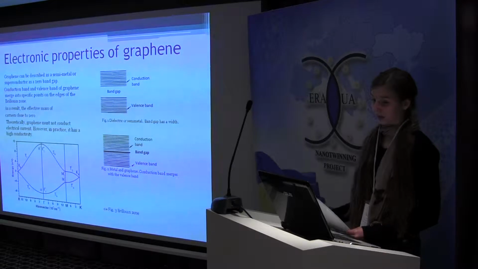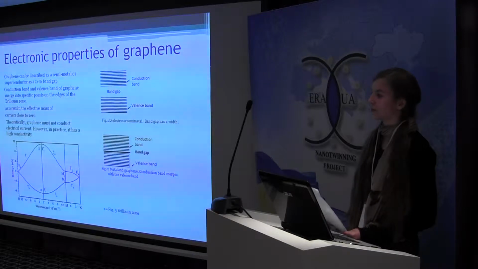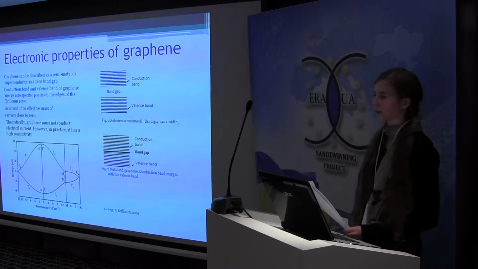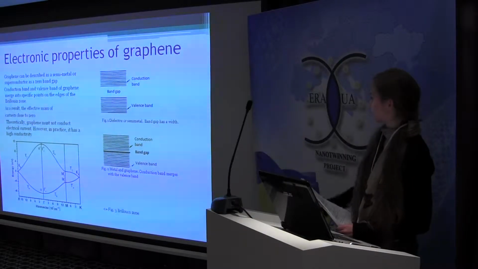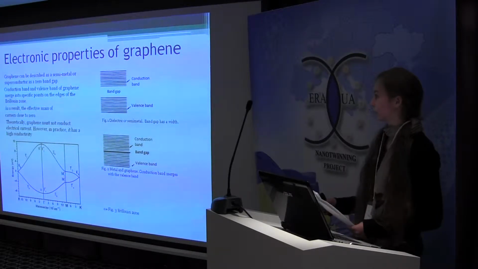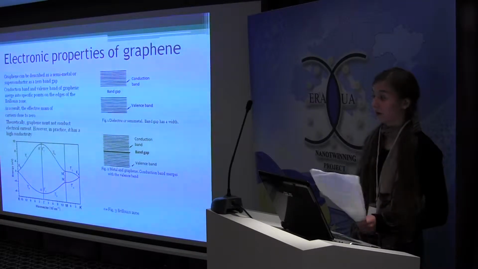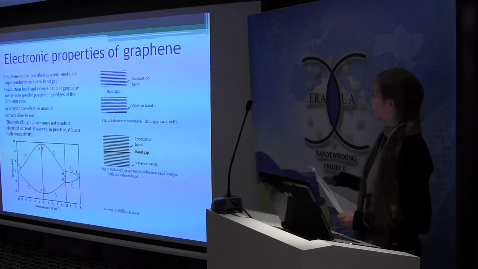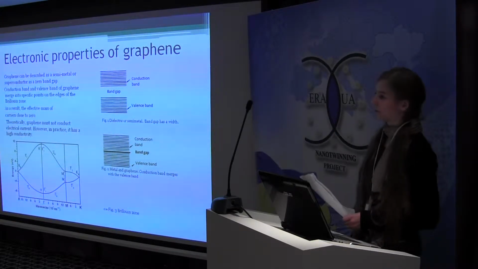Electronic properties of graphene. Graphene can be described as a semi-metal or zero-band-gap semiconductor. The conduction band and valence band of graphene merge at specific points on the edges of the Brillouin zone. You can see the Brillouin zone in the lower left picture. As a result, the effective mass of carriers is close to zero. Theoretically, graphene should not conduct electrical current. However, in practice, it has a high conductivity. On the right, you can see an image of the conduction band and valence band of a semi-metal or graphene, and below it the conduction band of a metal or graphite.